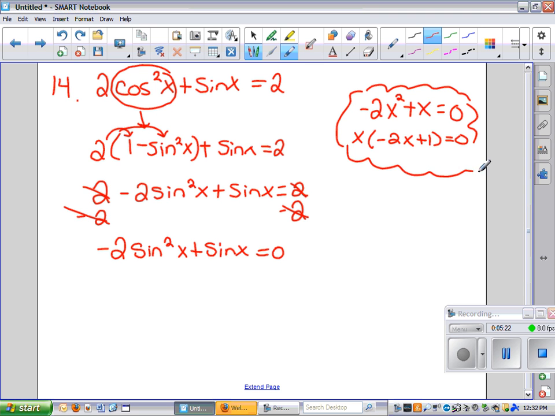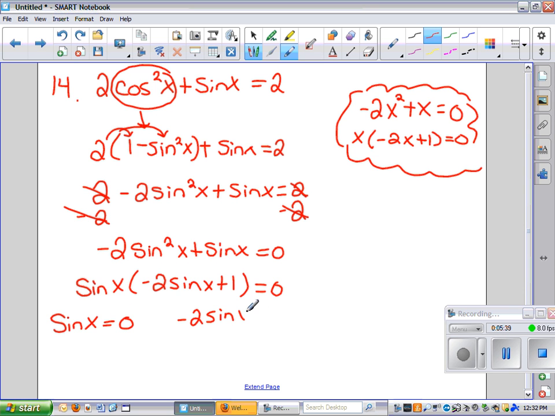Now if I put that in terms of sine, I would have sine x times negative 2 sine x plus 1 equals 0. Now that I have multiplication, I can set it apart into two equations. Sine x is 0 at 360 degrees, at 0 degrees, and at 180 degrees.